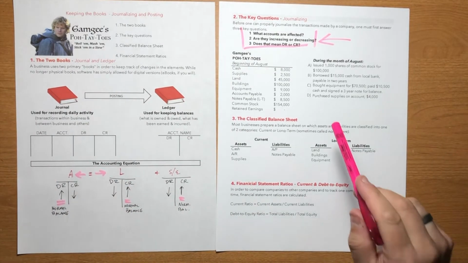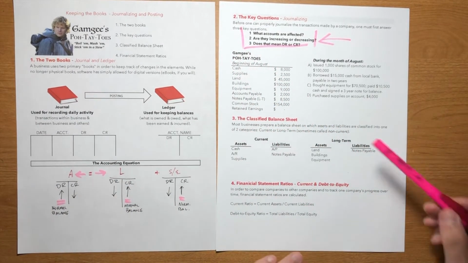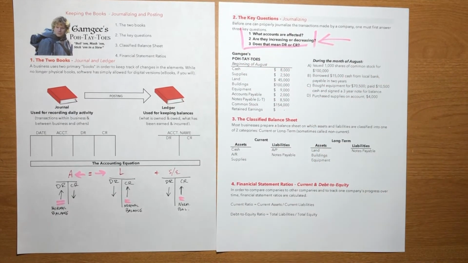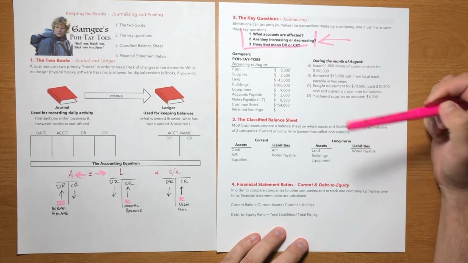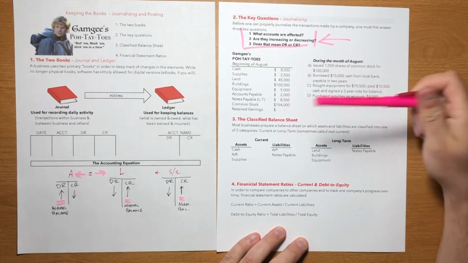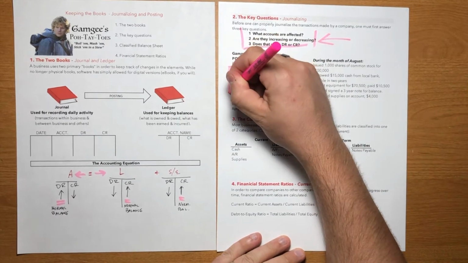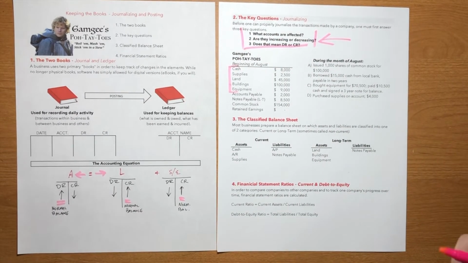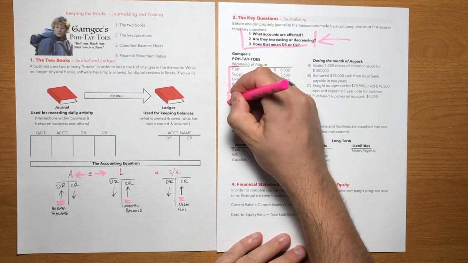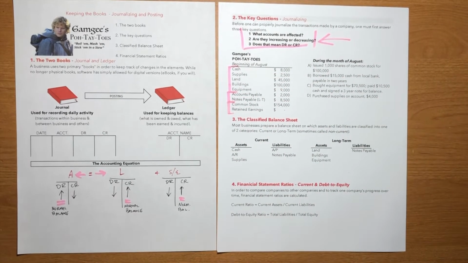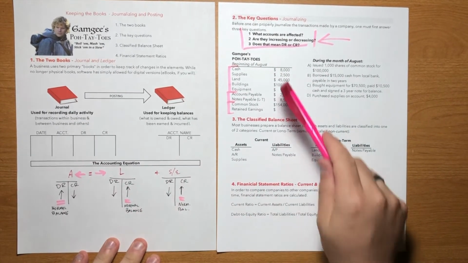Now, we're going to start with Gamgee's Potatoes here in the list of accounts with beginning balances as of the beginning of August. They had $8,000 of cash, $2,500 of supplies, and so on. Now, we could build the equation with this information, right? What do we have? We have assets: cash, supplies, land, buildings, equipment. We have liabilities: accounts payable, notes payable. And we have stockholders' equity: common stock and retained earnings. And so we have their equation. We could build it to start with.